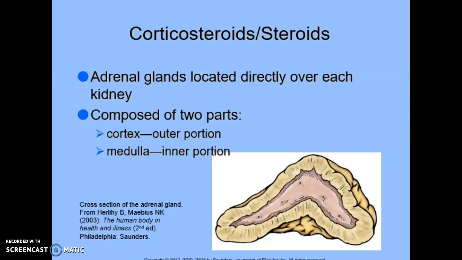So the adrenal glands are located directly over each kidney and are composed of two parts: an outer portion called the cortex, which secretes a number of hormones that are essential for life, and an inner portion called the medulla, which secretes epinephrine and norepinephrine and is considered part of the sympathetic nervous system. So we're looking now at corticosteroids and steroids.